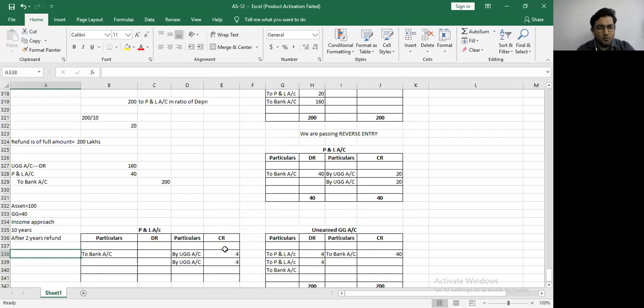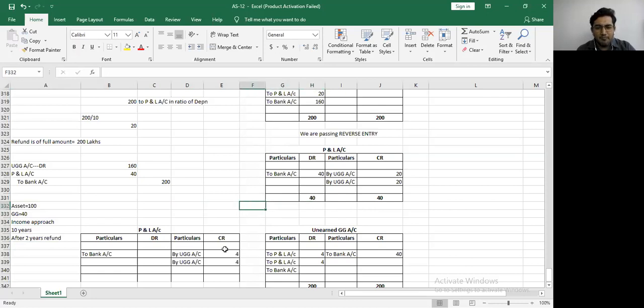From where did you get 200? This is your question, madam. Okay, 40. So you have to refund 40. How much balance do you have in the unearned government grant account? How much balance is left? What is the closing balance in the unearned government grant account?